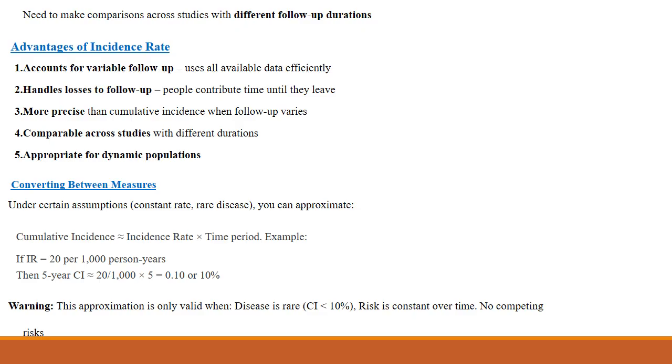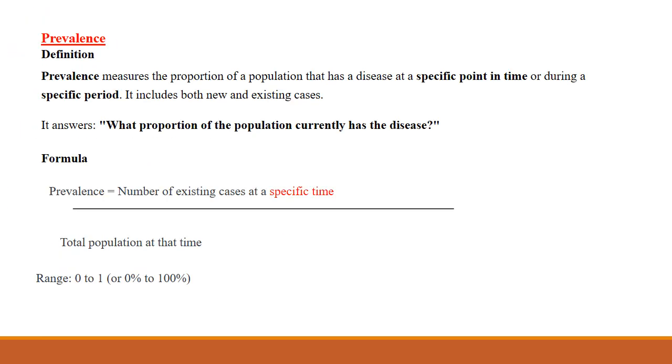This approximation is only valid when the disease is rare, risk is constant over time, and there is no competing risk. We only convert these measures when the diseases are rare. Now further we will discuss prevalence.